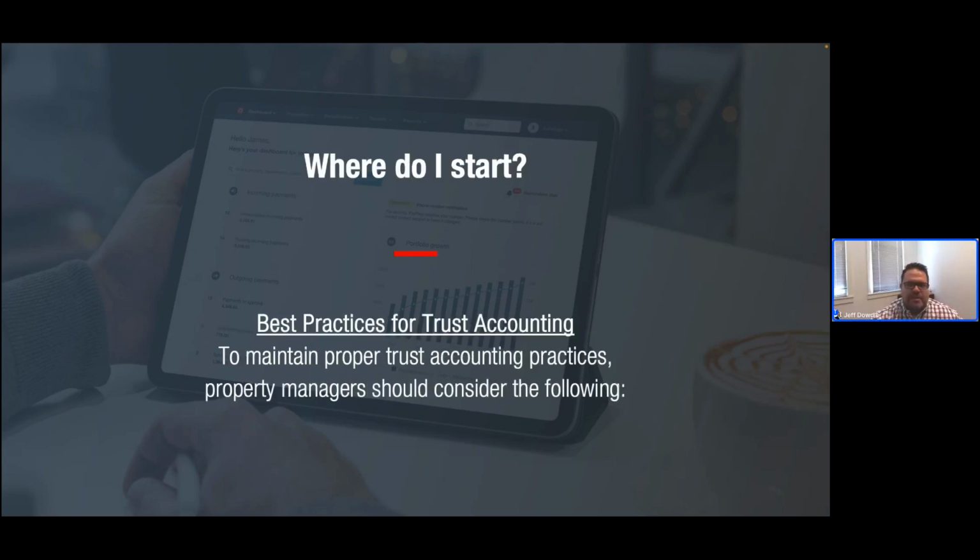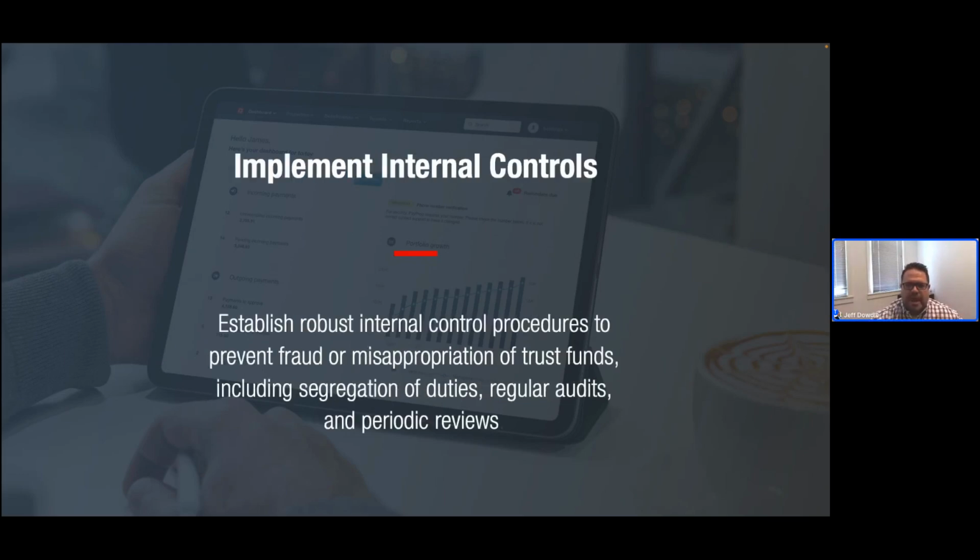So what are some of the things that you should be doing to make sure that you can attack those main components that I just went over? So the first best practice is to implement internal controls in your business. Establish a robust internal control procedure to prevent fraud, misappropriation of those funds, and that can include segregation of duties. Have certain people be able to do certain things in your business and separate those duties out, so you don't have one person in control of certain things to help guard, and have a two-factor authentication type process along the way.